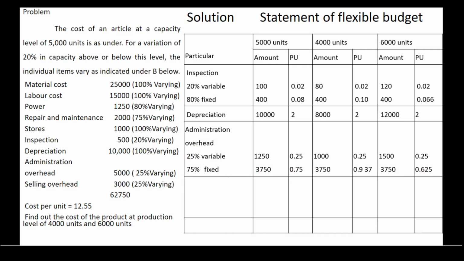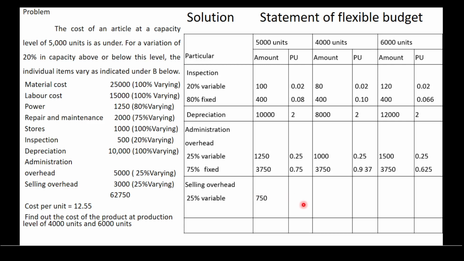Okay. And the last one, that is the selling overhead. So in the selling overhead, here the amount under the 5000 units is rupees 3000. In this 3000, 25% is variable, the remaining 75% is fixed. So first we take the variable, that is the 25%. It means 3000 into 25 divided by 100. So now that amount is rupees 750.